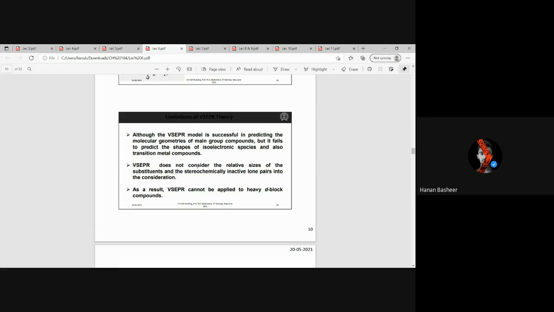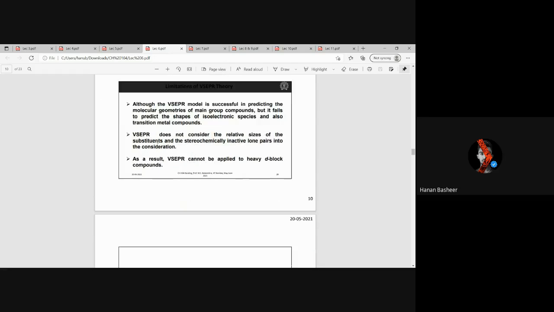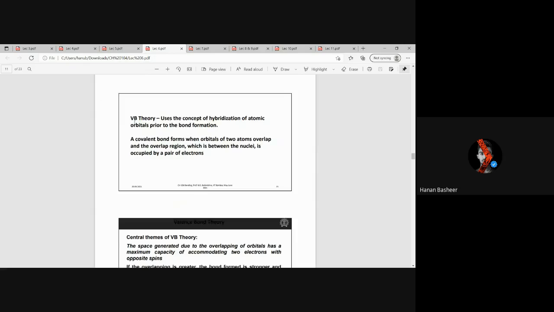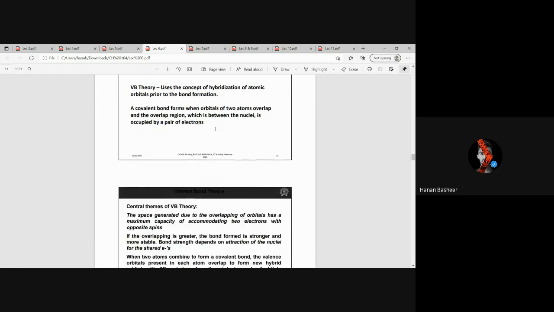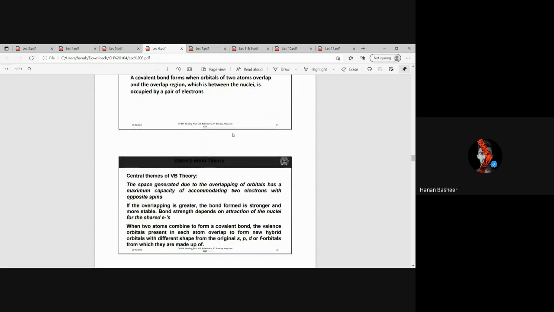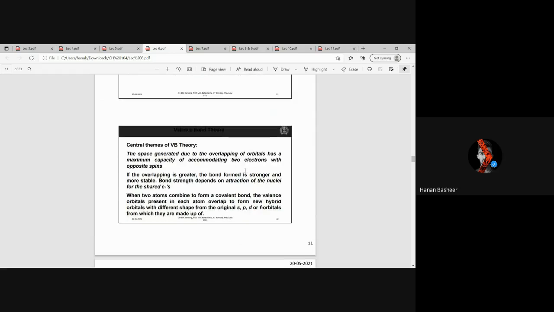of isoelectronic species and also transition metal compounds because they have some different properties as well. And VSEPR cannot be applied to heavy d-block compounds, and it can also be considered for this where the relative size of substituent and stereochemically inactive lone pairs are different. Then valence bond theory uses the concept of hybridization of atomic orbitals prior to bond formation. So this is the more useful theory because it matches with our observations as well.